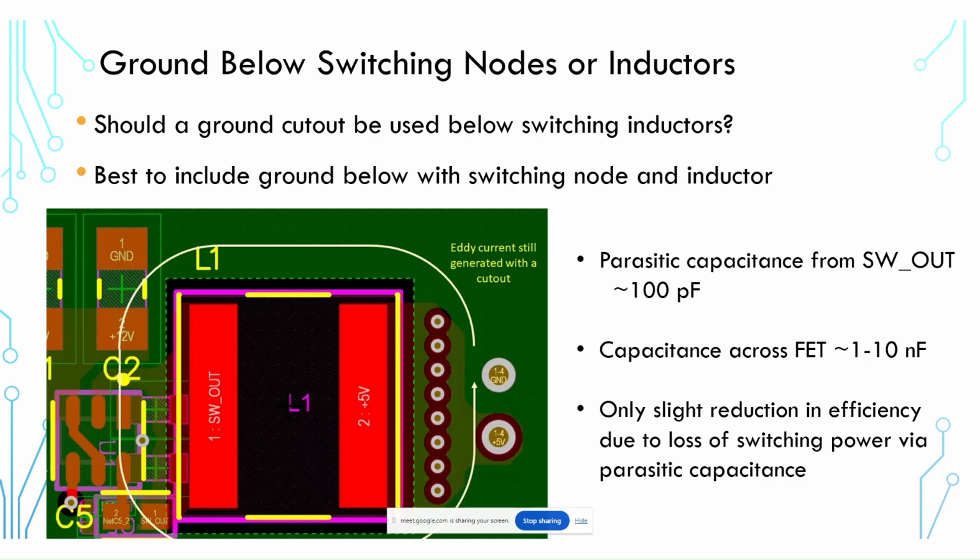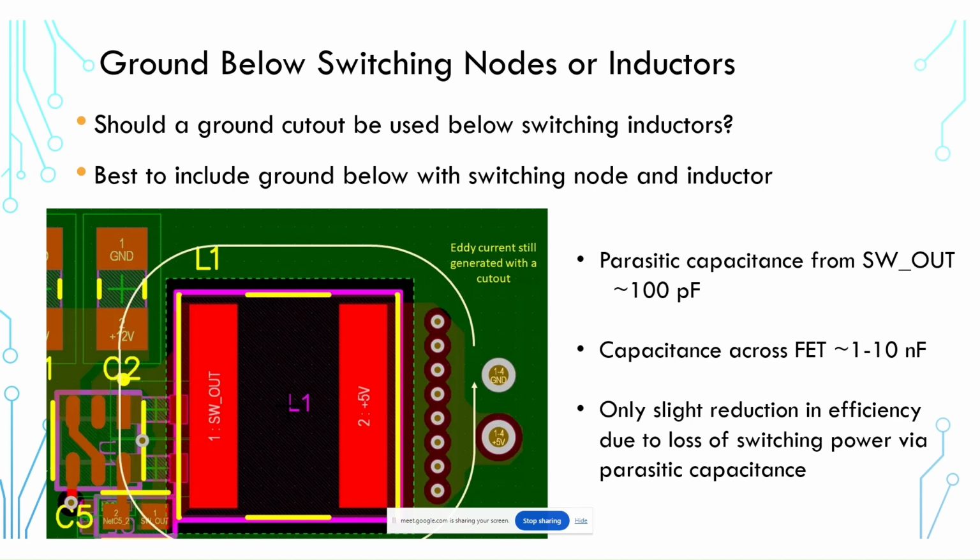So one of the objections to using this ground cutout is that you will lose some efficiency. And the reason that you would lose some efficiency is that if you did have ground here, you would have some capacitive coupling between the switching node and the ground. And basically what that means is that some of that power would be lost directly into the ground instead of being conducted over to the 5-volt output here on the right side of this inductor.